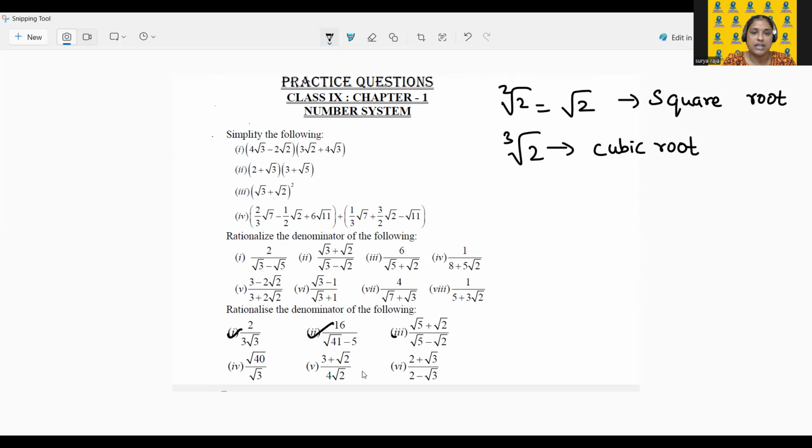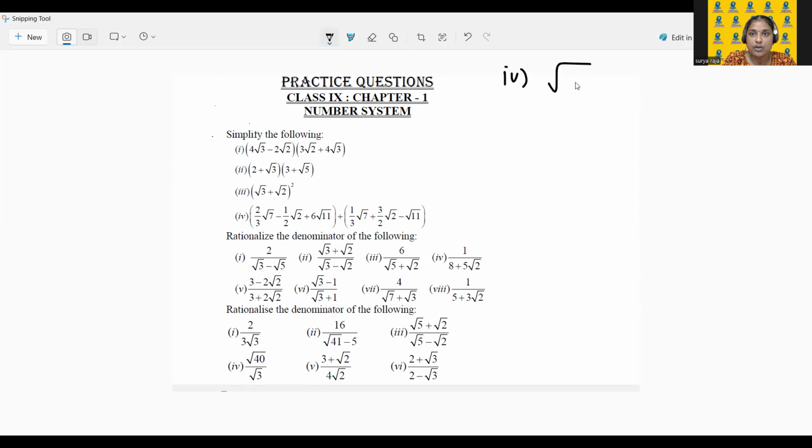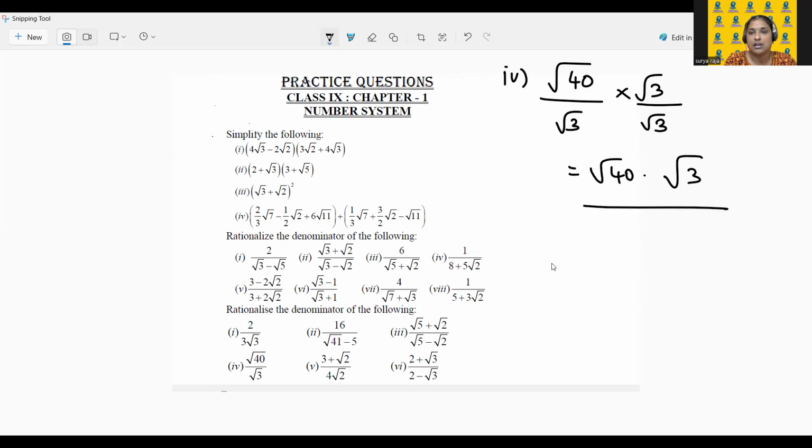This is very simple. So let me take you to number 4. That is square root of 40 over square root of 3. Again, we have only a rational number without any operators. I'm just taking the irrational denominator, multiplying by numerator and denominator. Root of 40 times root of 3 by root of 3 times root of 3. So I can write 120 by 3.